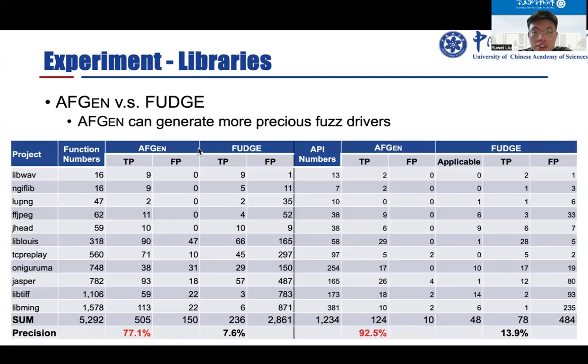We compare AFGEN with the API fuzzing tool, Fuge. AFGEN can generate more precise fuzzing harnesses. For all functions, the precision is up to 77%, while Fuge only achieves 7.6%. We conducted an investigation into AFGEN's false positives and discovered that most of them were caused by inaccurate static analysis.